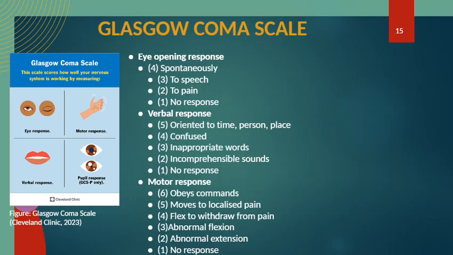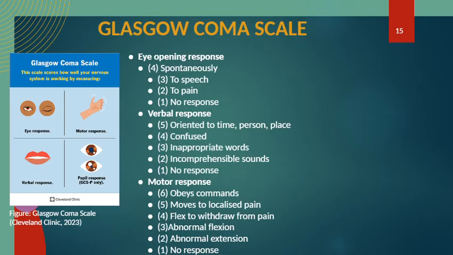The Glasgow Coma Scale evaluates 3 behaviors: eye-opening, verbal response, and motor response. Each category is scored separately, and the scores are added together for a total score between 3 and 15. A score of 15 indicates a fully alert patient. A score of 8 or less means the patient is in a coma and may require airway support. A score of 3, the lowest possible, indicates deep unconsciousness.